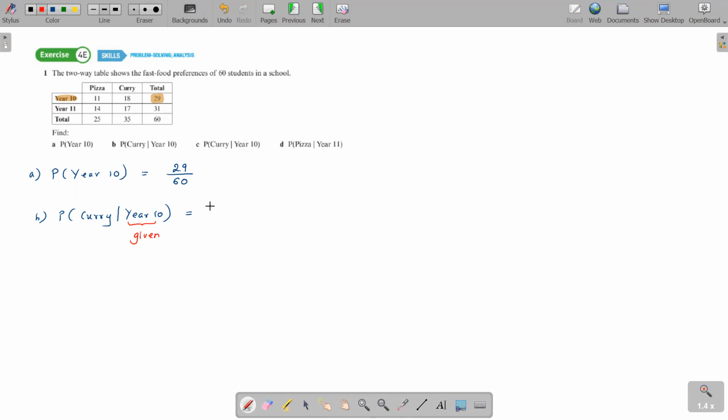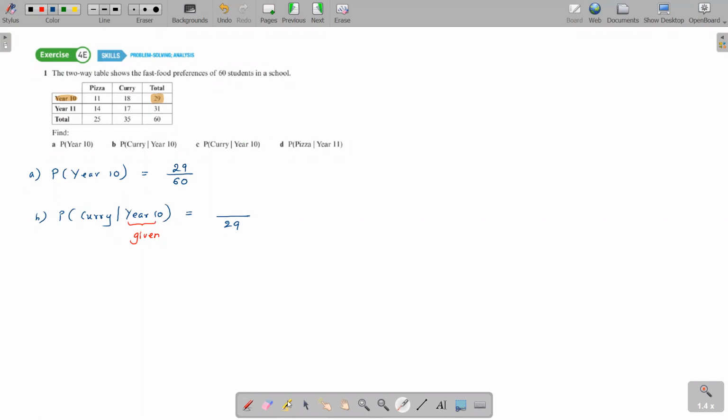So what's the given set? Year 10. So in year 10, what's the total? In year 10, you have a total of 29, which is going to be your denominator. Year 10 is going to be your denominator. And then what you do here is write the numerator. The numerator, the probability of curry, should be taken from the year 10 students, not from the whole population. So we are only going to be considering the year 10 students.